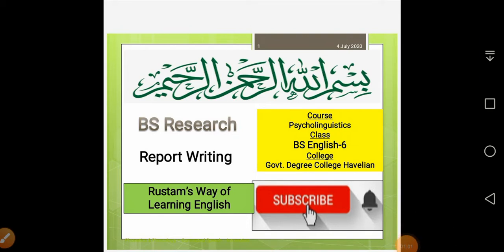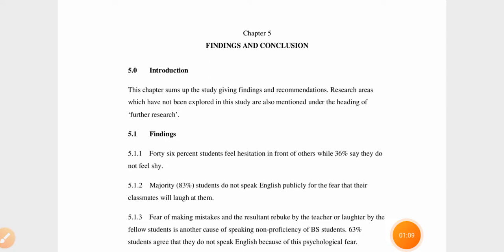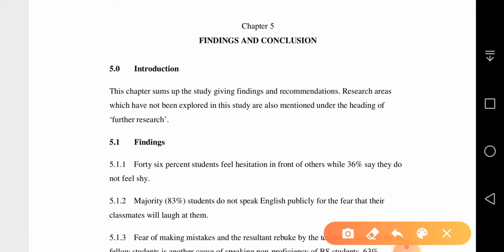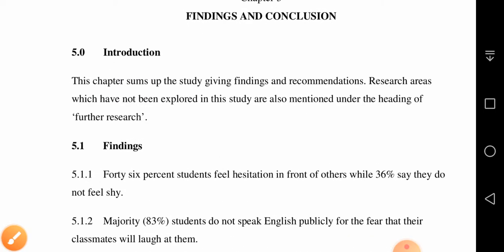Chapter number 5 relates to findings and recommendations. The topic was factors affecting BS students' speaking proficiency in English. So this was our topic, and you need to listen to the previous two lectures as well. Now in chapter 5, you can see again a brief introduction of the chapter. This chapter sums up the study, giving findings and recommendations.